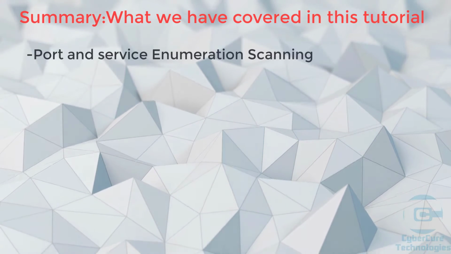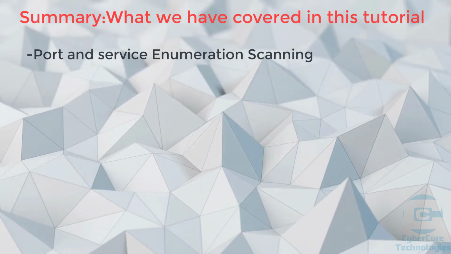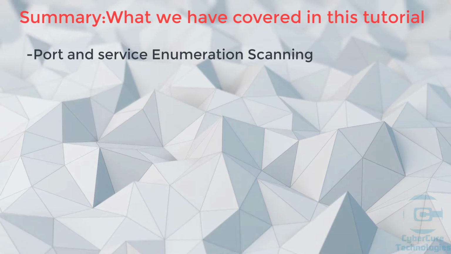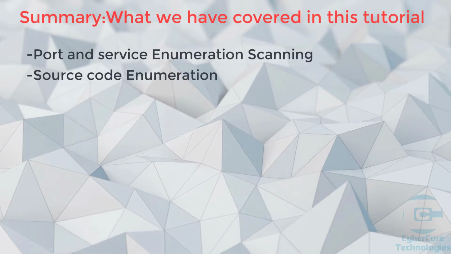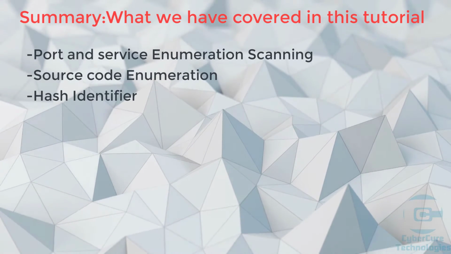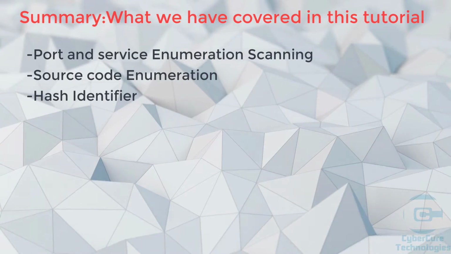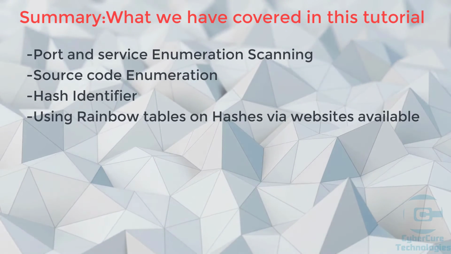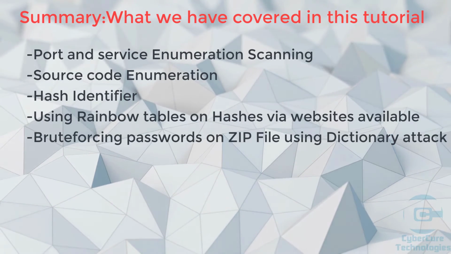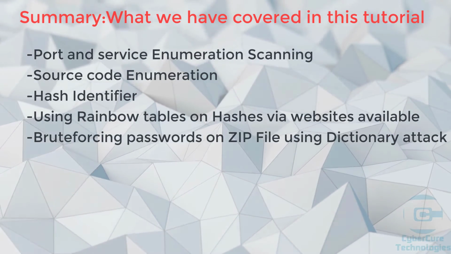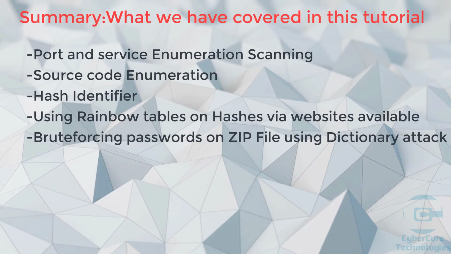Okay, so let us see what all we have covered now. The first thing that we did was port and service enumeration using Nmap. Then we learned about source code enumeration, from which we got the API links, which were actually used to find the details. Then we used a hash identifier to find the type of hash. Then we tried using rainbow tables to crack the hash, and then we found the file, and we used brute force on the password of the zip file.